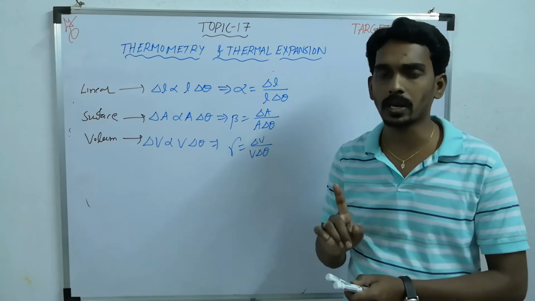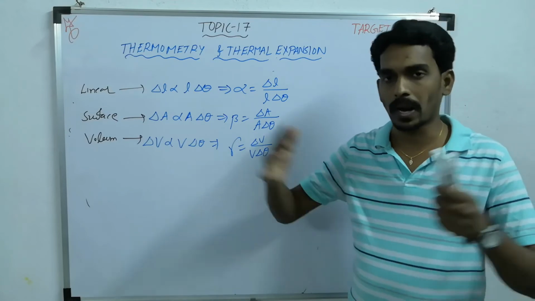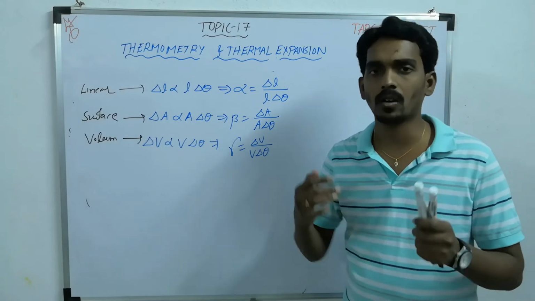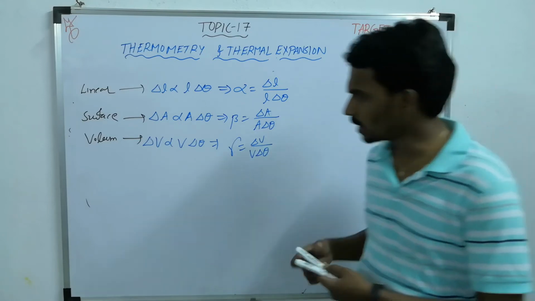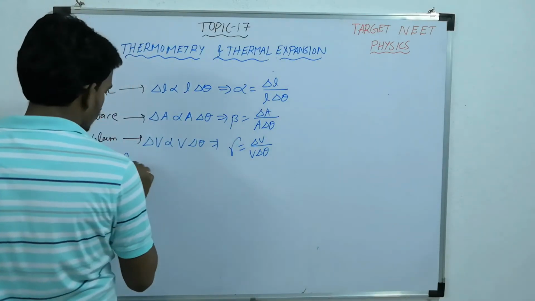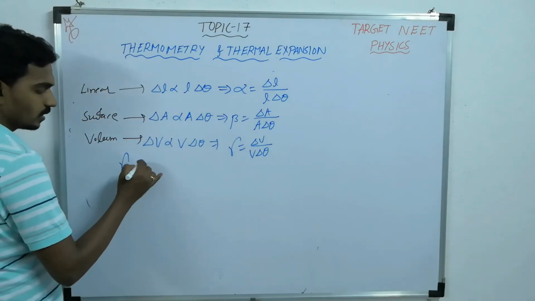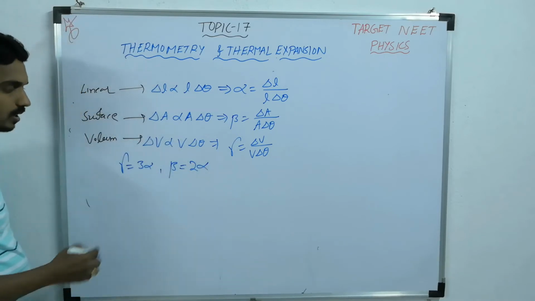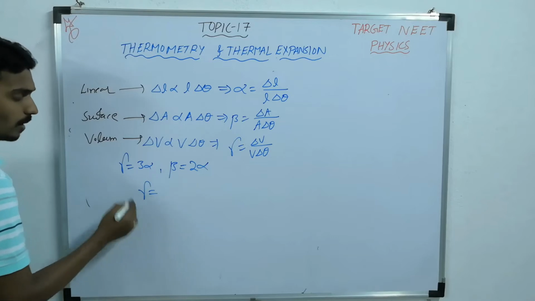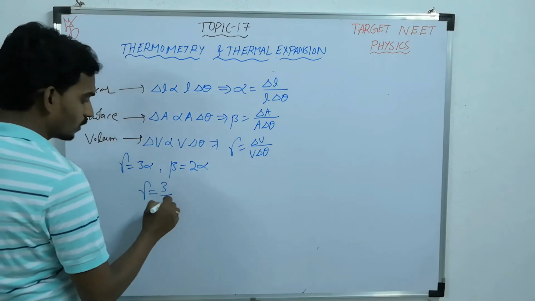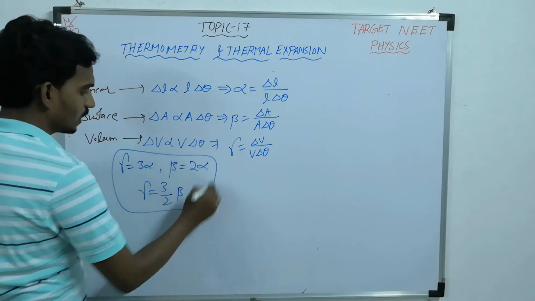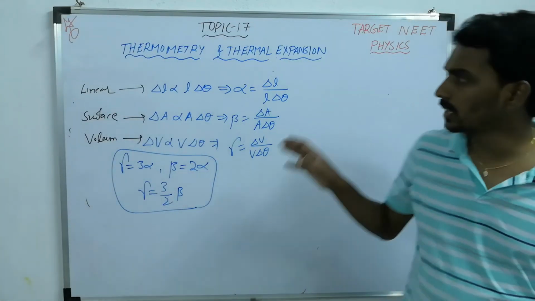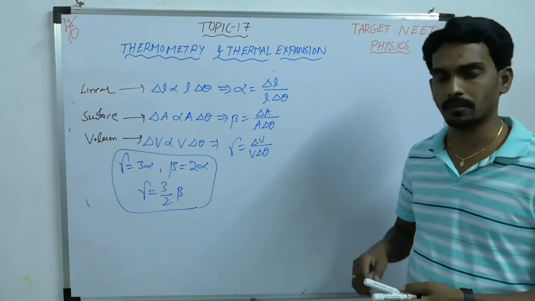That is all about what happens if you give heat energy to a substance. Mainly here we are talking about solids. Then it expands: the length, area or volume increases. Now what is the relation between them? You have derived it. Gamma is 3 times alpha, beta is 2 times alpha, so gamma equals 3 by 2 beta. This is the relation. Based on this, mainly application based questions will come.